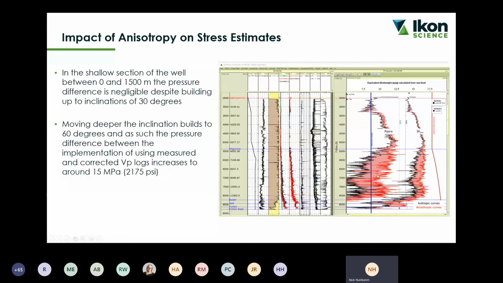So the red is the corrected vertical velocity, and you can see you have a significant difference in the prediction of about 2,175 psi, which obviously is fairly significant in terms of pore pressure prediction and the error range that you need for your well plans, etc. So again, not including this effect will have significant and serious impacts, or could do, on your pore pressure predictions.